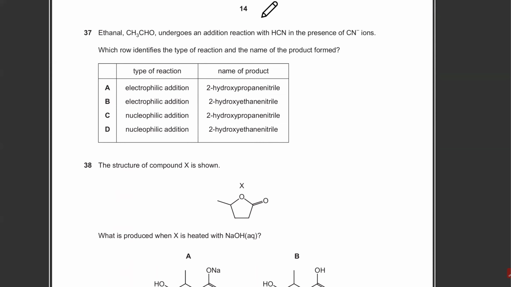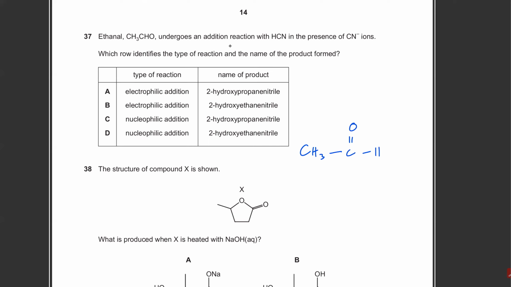Now, ethanal undergoes addition reaction with HCN. That's nucleophilic addition, right? Carbonyl groups reacting with HCN. Which one identifies the type of reaction and the name of the product formed? Nucleophilic addition, and the carbon chain would increase. The CN gets attached over here and the O becomes OH. The longest chain is 3, so it's propanenitrile, so it's C.